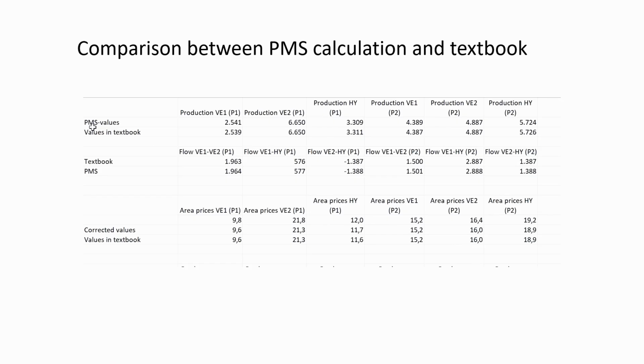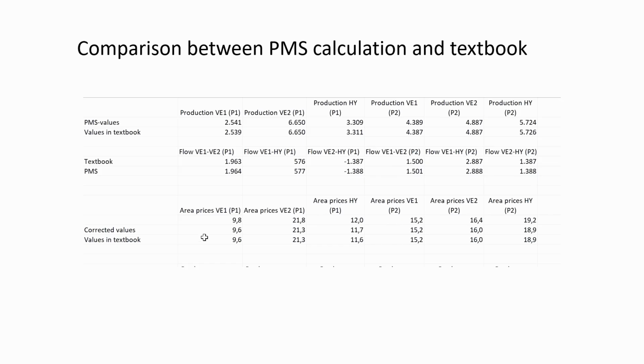And if you look, we start here, look at the production here in the P1 period and period 2 here. And this is the values from the Power Market Simulator model. And these values here are from the textbook. As you can see here, the values are nearly the same. The flows here will of course also be the same if the productions are nearly the same. The flows will also nearly be the same.